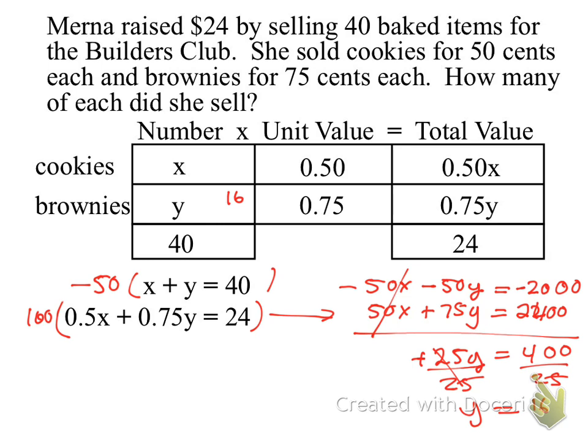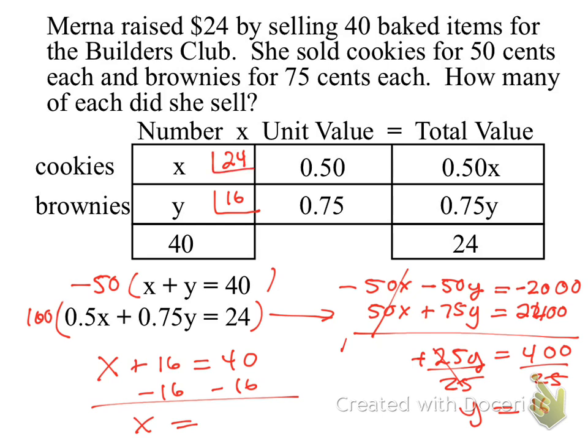Just 400 divided by 25. Whoops. 400 divided by 25 is 16. Yeah. So I have 16 brownies, and that means if I have x plus 16 equals 40, subtract 16, subtract 16, we have x equals 40 minus 16 is 24 cookies. That is what we sold at the bake sale.